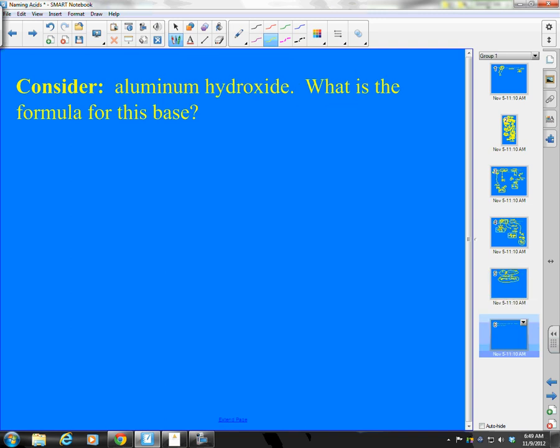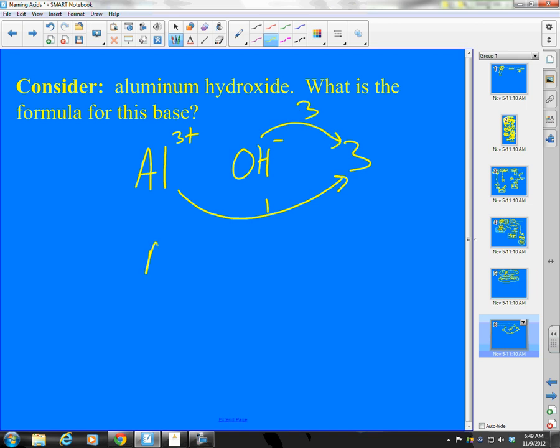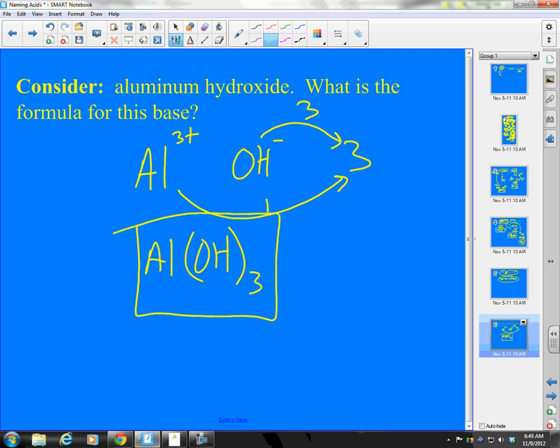Aluminum hydroxide. What is the formula for this base? Pause me and bring me back when you're ready. Oh, this is easy. I can't believe, Mr. Smith, you're letting me do this. Aluminum, right? What's the charge on aluminum? Aluminum is a what? +3. Hydroxide, -1. What's my least common multiple? 3. How many aluminums do I need to get to a 3? 1. How many hydroxides do I need to get to a 3? 3. That means I have Al OH. I have more than one, so I have to put it in parentheses. 3. And that is my aluminum hydroxide.